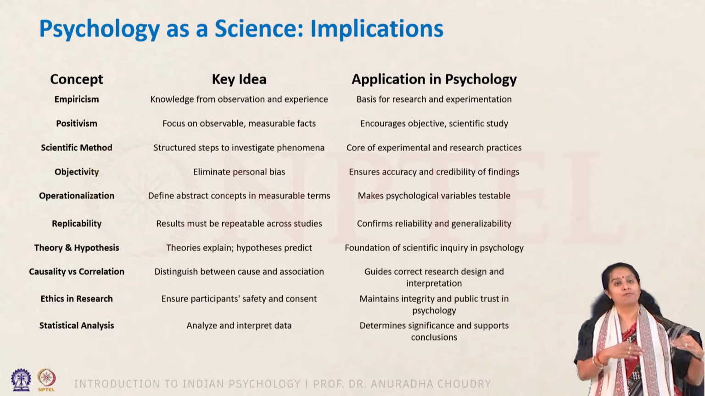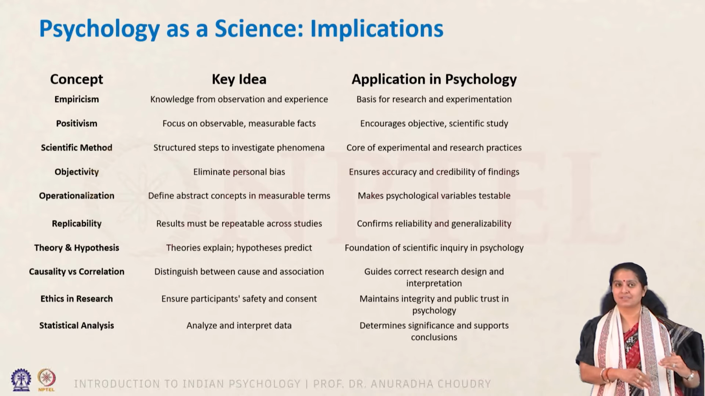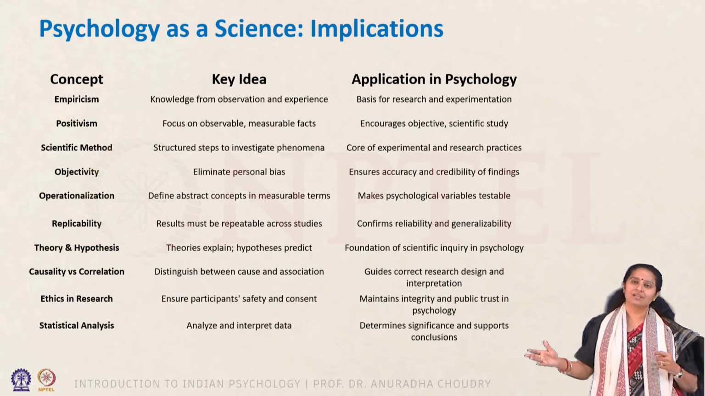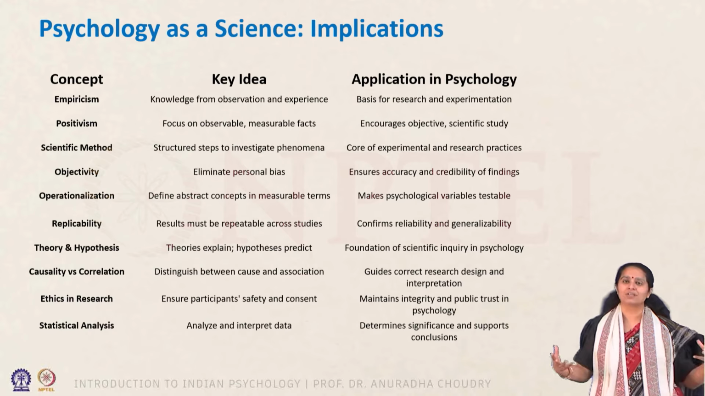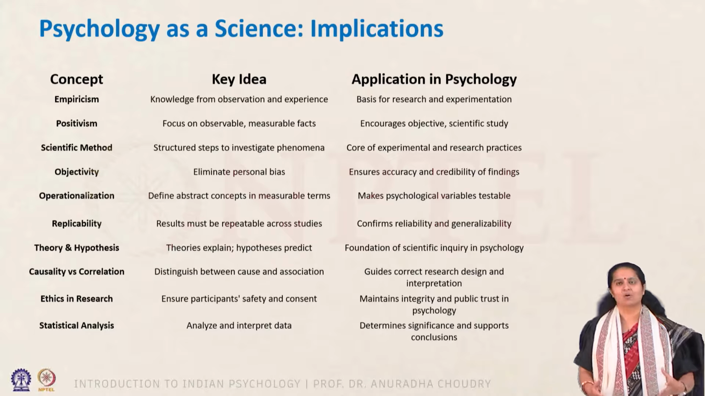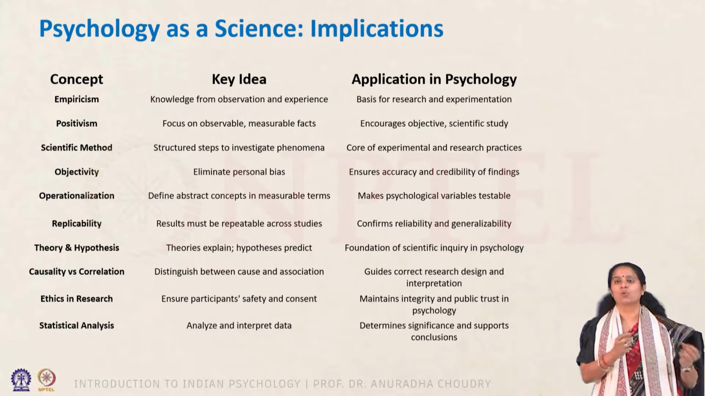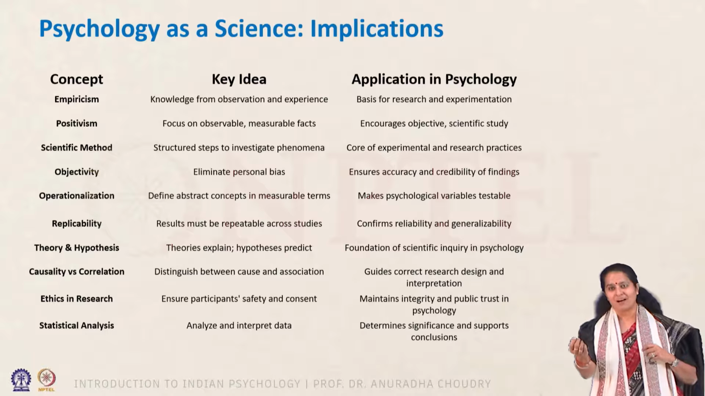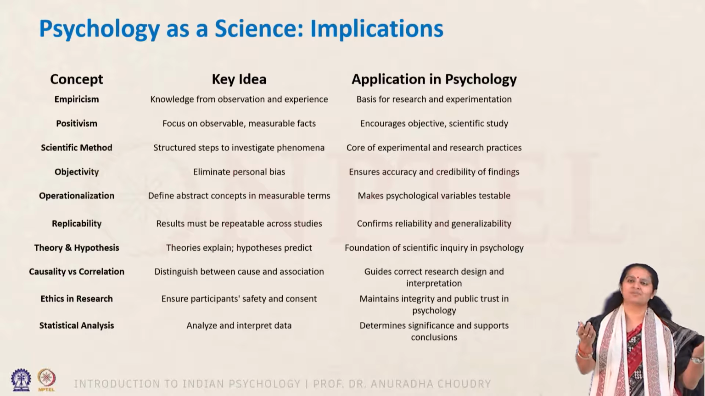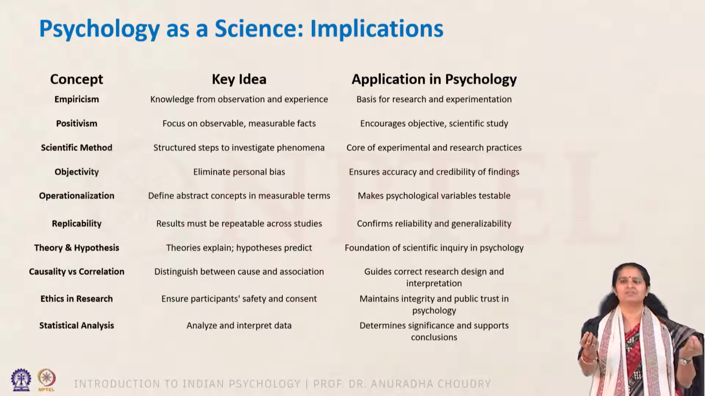Then you have to be able to form a theory and a hypothesis. So the theories explain and hypotheses predict. The application of that is the entire foundation of scientific inquiry in psychology today. Moving on, we have causality and correlation. So you have to show how an effect emerges from a certain cause, and that establishes patterns. So it helps us to distinguish between cause and association.